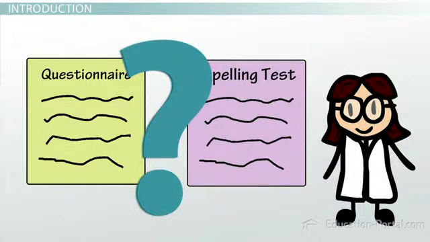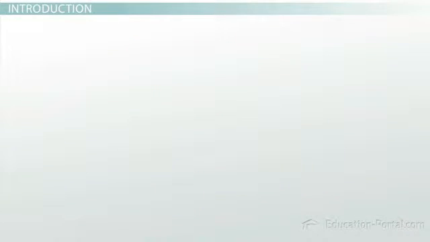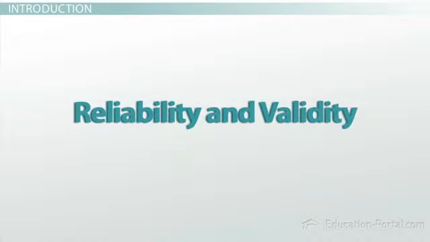This lesson will discuss ways that you can assess the quality of any research study, including studies that you read in professional journals, studies you hear about in the newspaper, or studies that you design yourself. This lesson covers the concepts of reliability and validity.